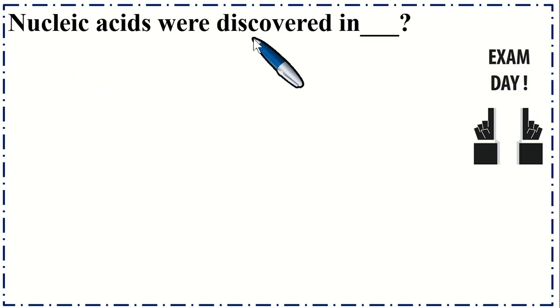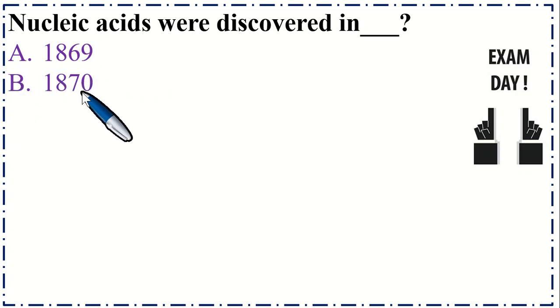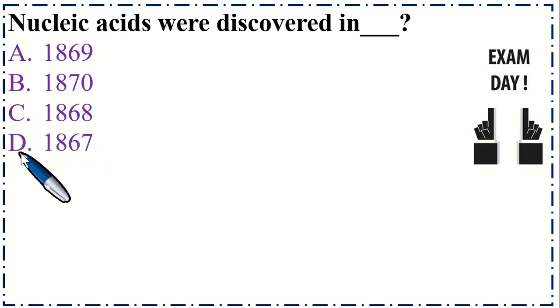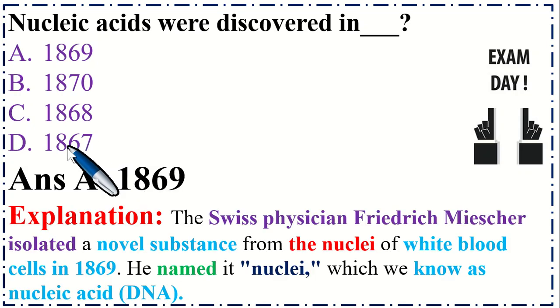Nucleic acids were discovered in dash. Option A, 1869, B, 1870, C, 1868, and option D, 1867. So the correct option is A, 1869. The Swiss physician Friedrich Miescher isolated a novel substance from the nuclei of white blood cells in 1869. He named it nuclein, which we know as nucleic acid or DNA, deoxyribonucleic acid.